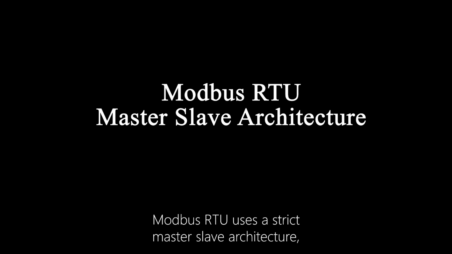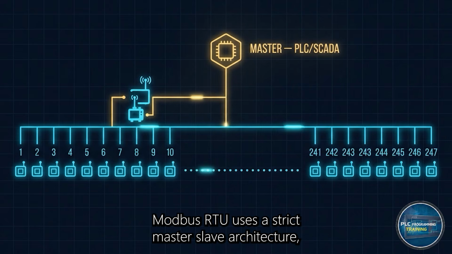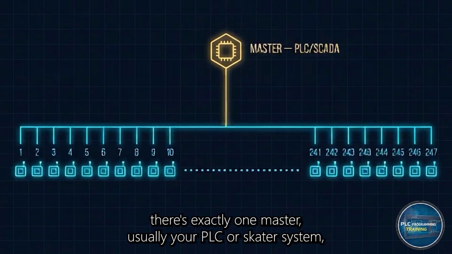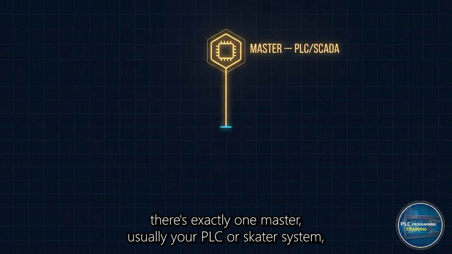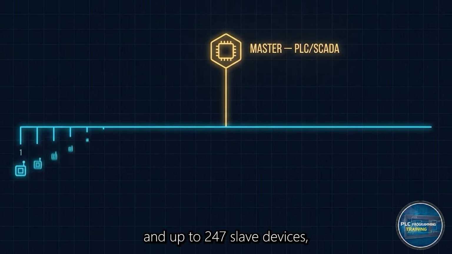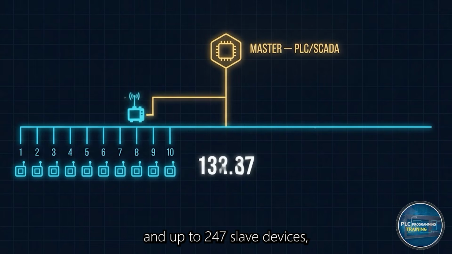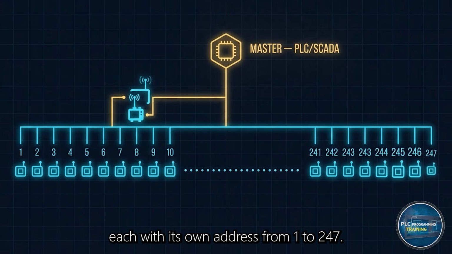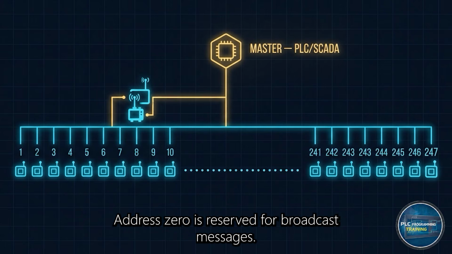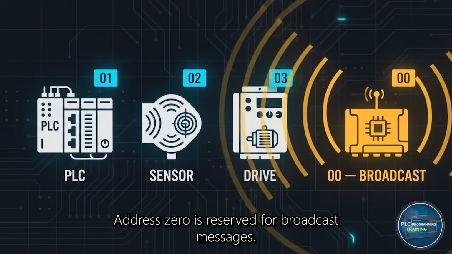Modbus RTU uses a strict master-slave architecture. There's exactly one master, usually your PLC or SCADA system, and up to 247 slave devices, each with its own address from 1 to 247. Address 0 is reserved for broadcast messages.